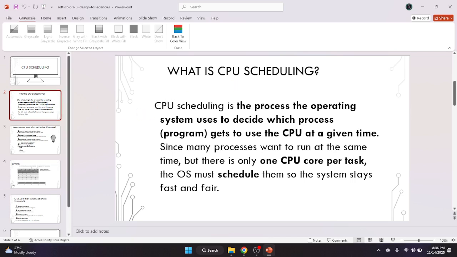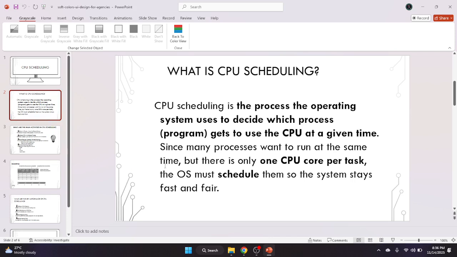CPU scheduling is a process that the operating system uses to decide which process or program gets to use the CPU at a given time. Since many processes want to run at the same time, but there is only one CPU core per task, the OS must schedule them so the system stays fast and fair.